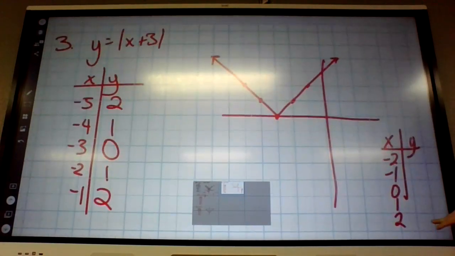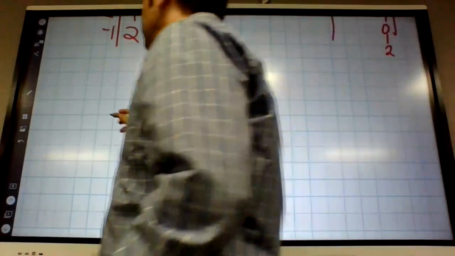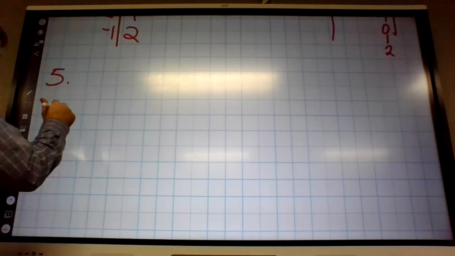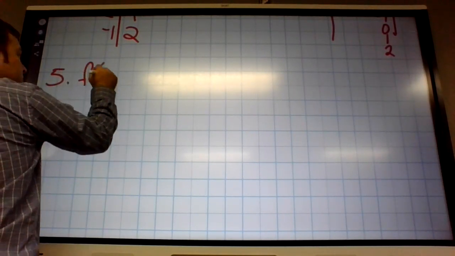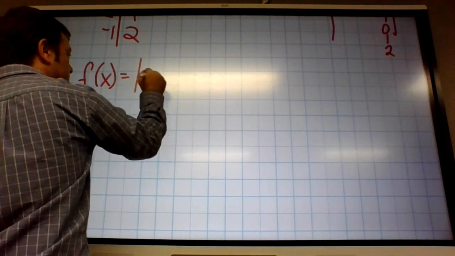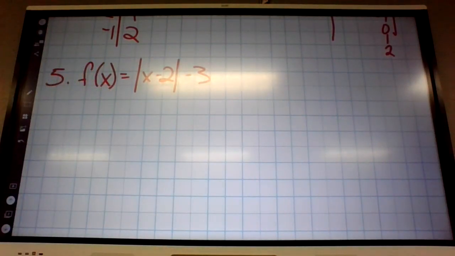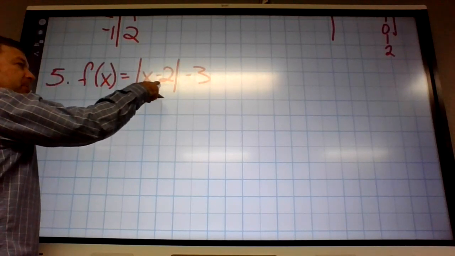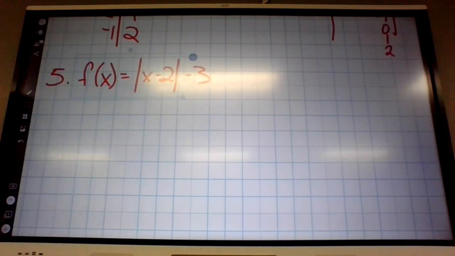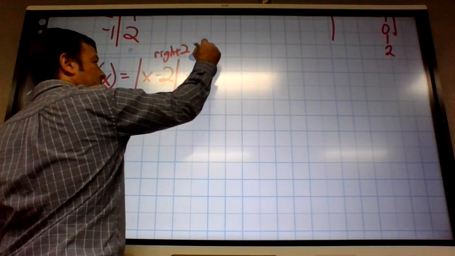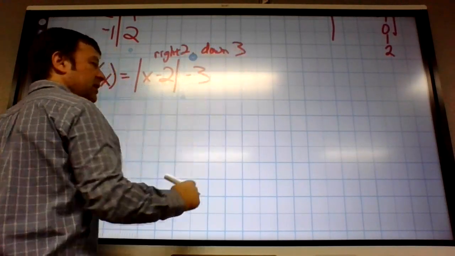All right. One more. Uno mas. It says y equals absolute value of x minus 2, minus 3. Okay. What's this -2 going to do to the graph? Go right 2. What's the -3 going to do to the graph? Down 3. Moves the graph down 3.